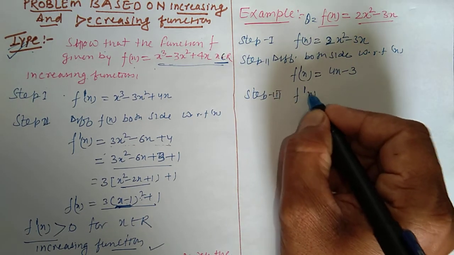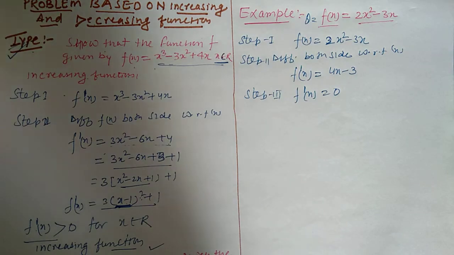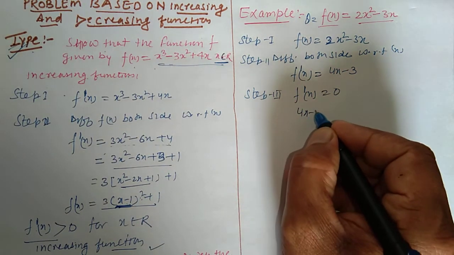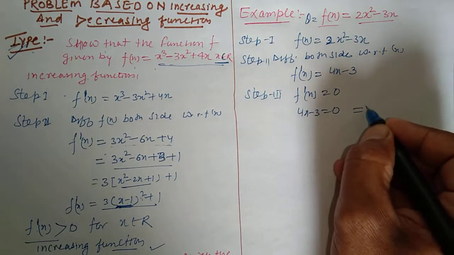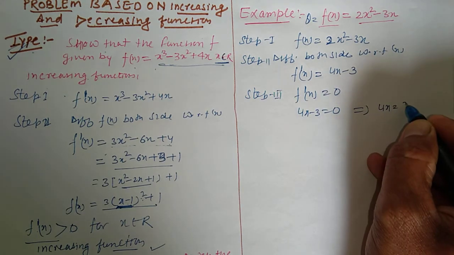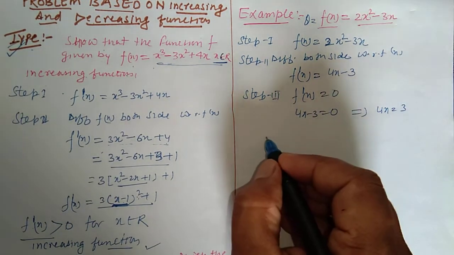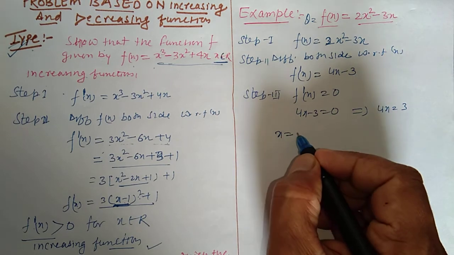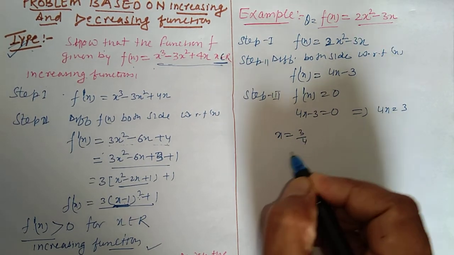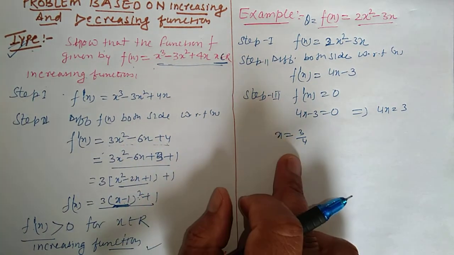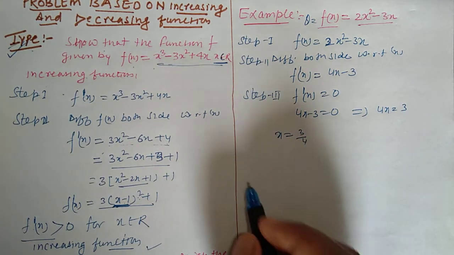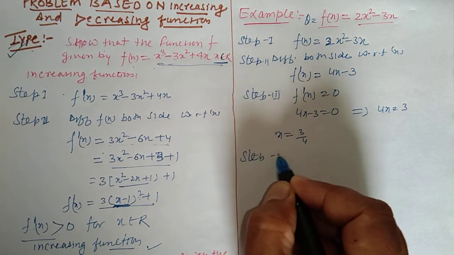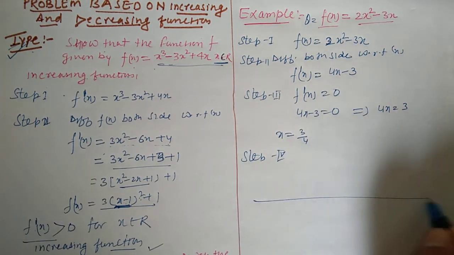Step 3, put f dash x equal to 0. So 4x minus 3 is equal to 0. Further, 4x is equal to 3 and x is equal to 3 upon 4. So in step 2 we got 3 upon 4. Step 4, we have to draw a number line.